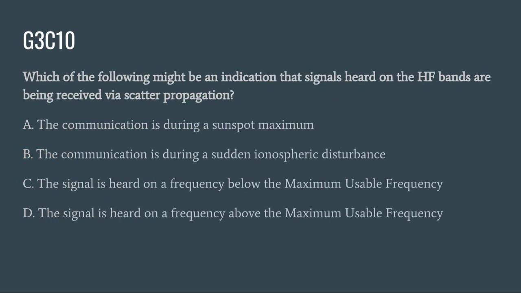G3C10. Which of the following might be an indication that a signal heard on the HF bands is being received via scatter propagation? A. The communication is during a sunspot maximum. B. The communication is during a sudden ionospheric disturbance. C. The signal is heard on a frequency below the maximum usable frequency. Or D. The signal is heard on a frequency above the maximum usable frequency. And the correct answer is D. The signal is heard on a frequency above the maximum usable frequency.